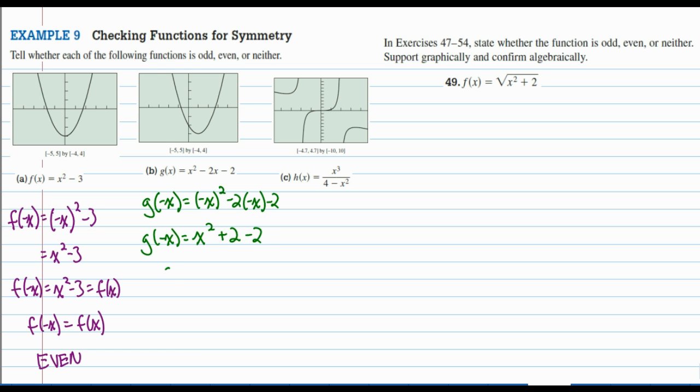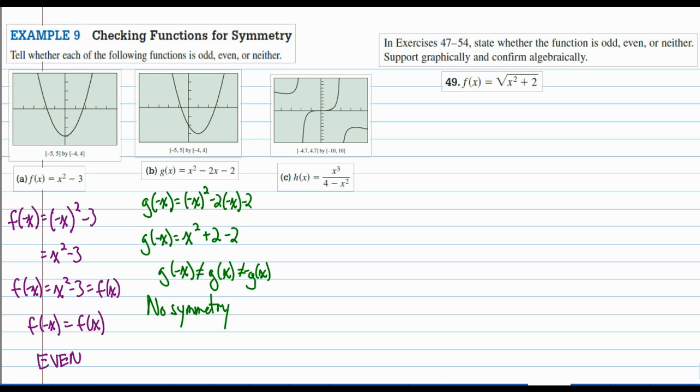So g of negative x does not equal g of positive x, nor does it equal the opposite of g of x. In other words, x squared stayed the same sign, positive. The 2x changed from negative to positive, and the minus 2 stayed the same. So we had some things stay the same and some things go opposite, which means there is no symmetry here.